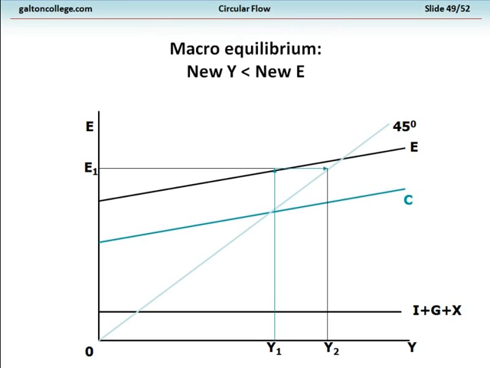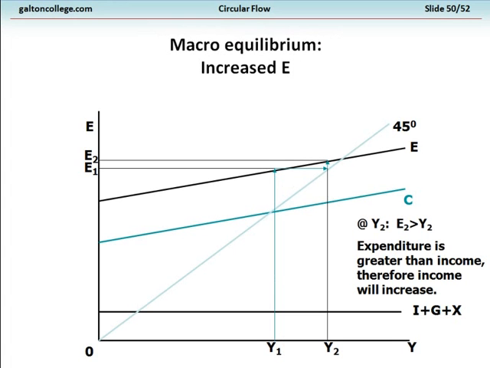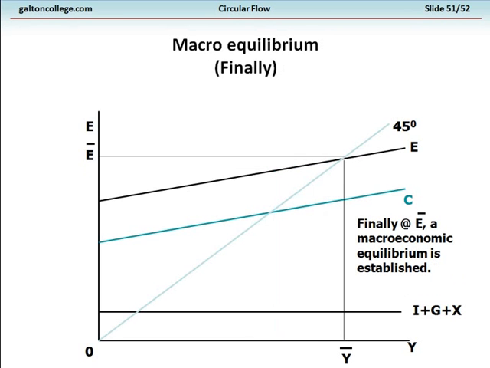But at Y2 here, expenditure is greater. There's a little gap in here. Expenditure is greater, so it would have to increase even further. So the differences are getting very small, so eventually we will get to a balance. We get to the point where E cuts the 45-degree line, and the amount of expenditure in the economy is exactly the same as the amount of income. At that point, the circular flow of income is complete. It's in balance.